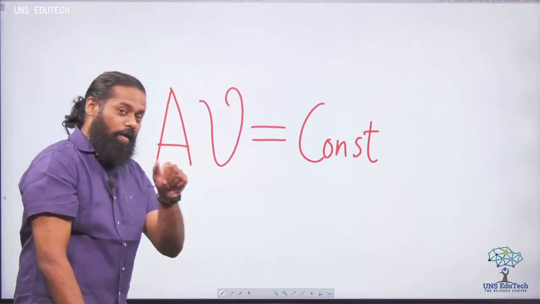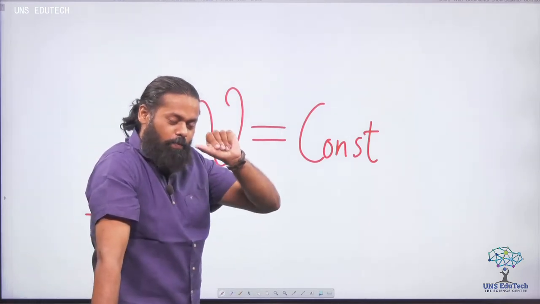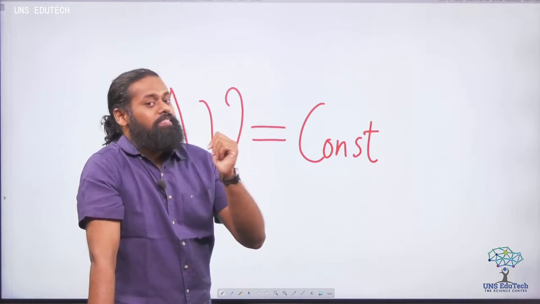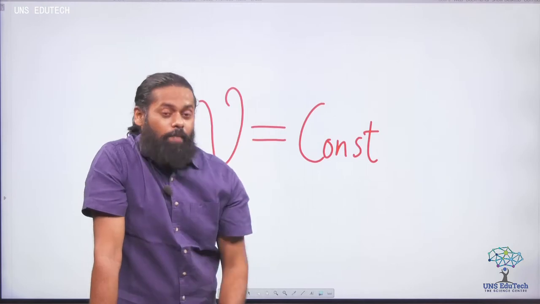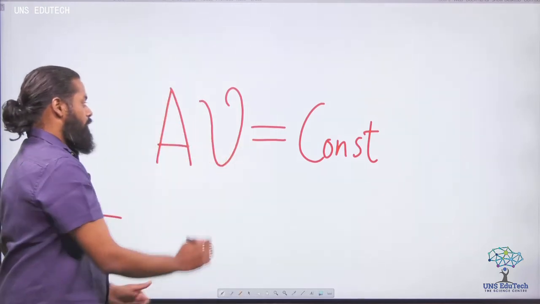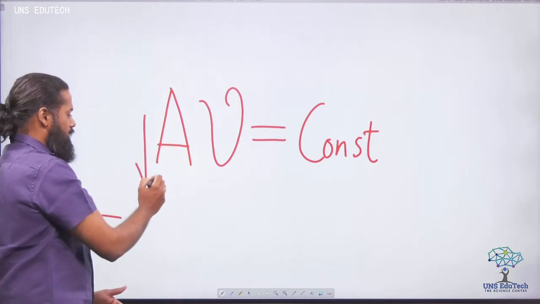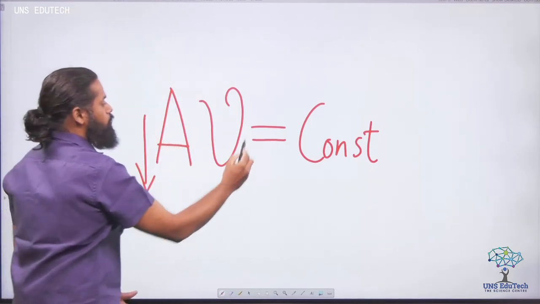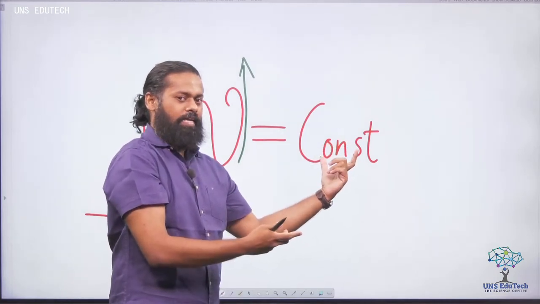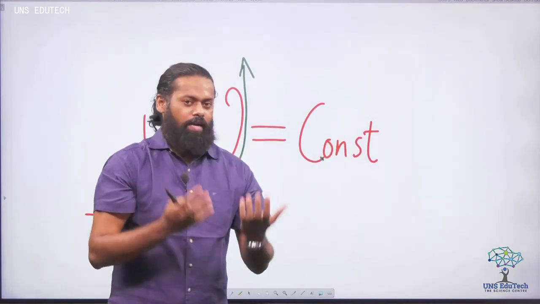Or you can do it in the toilet. You open the top fully, close the lid a little bit, and you can see that water is going to come out with a much faster velocity. What is happening here? When you are closing, you are reducing the area so that the velocity goes up, so that this right hand side will be constant again. So this principle is called the continuity principle.